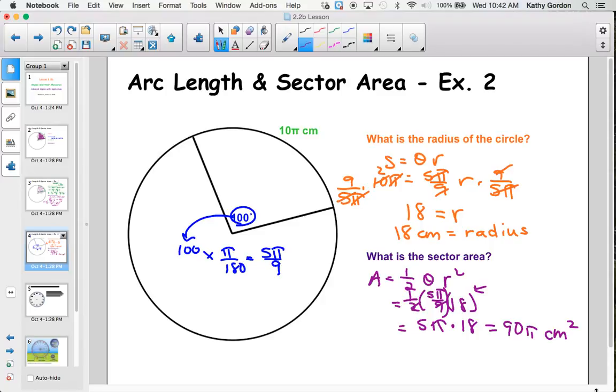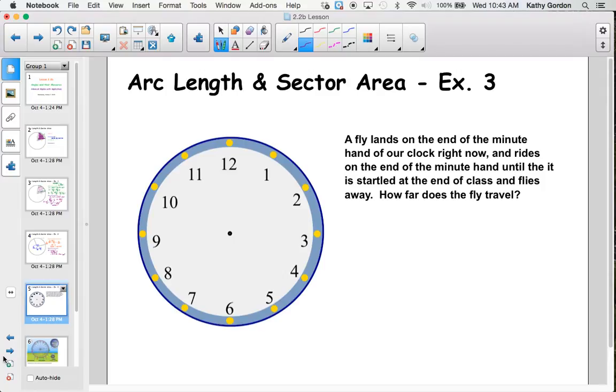Okay, everybody okay with those? Now that you've got the formula, we can use them. Okay, so along the same lines, a little more application oriented.